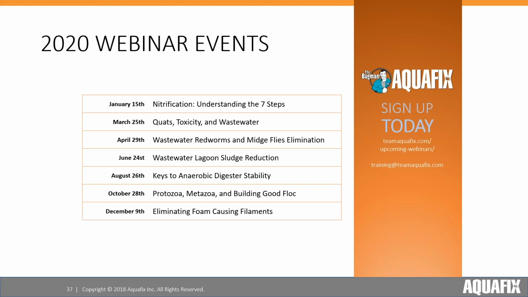So in general, what we have are a few different products. One is called Accelerator 7. That's a very fast release nitrogen source. The other thing we have is a slower release nitrogen source called Filament Buster. That also helps a lot, particularly if you're getting bulking from nitrogen deficiency.